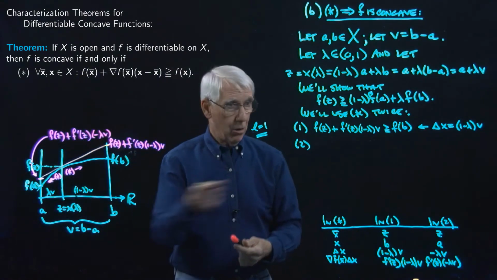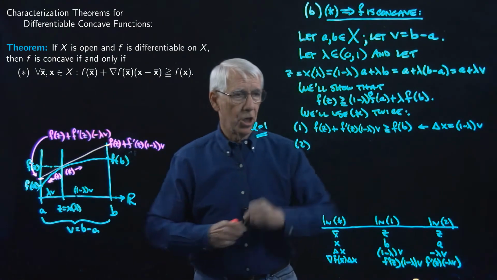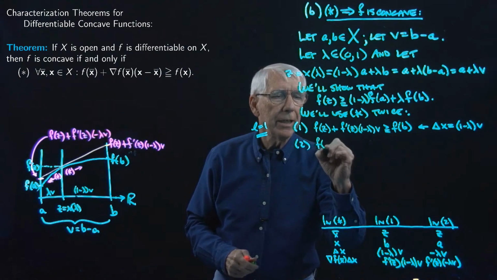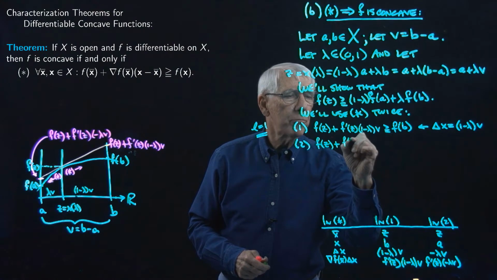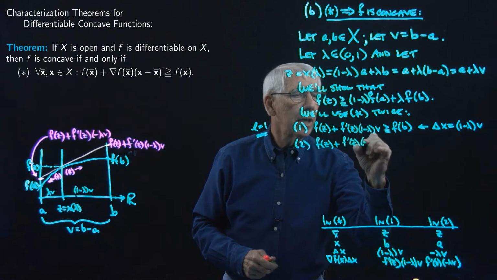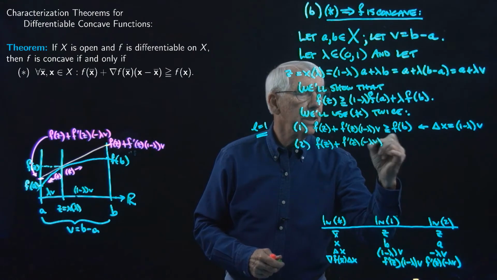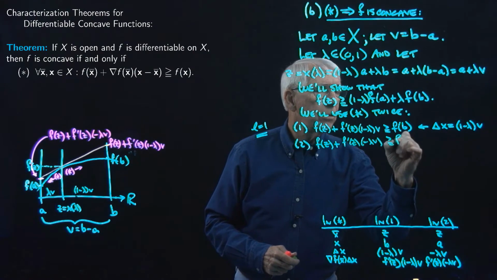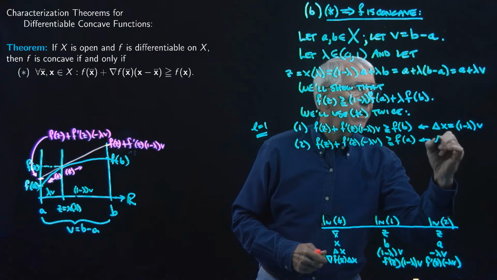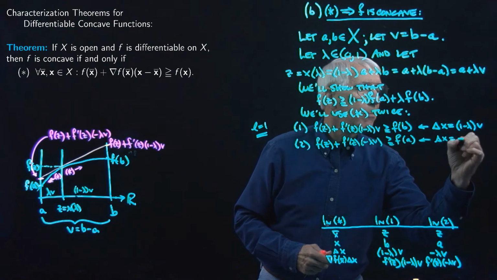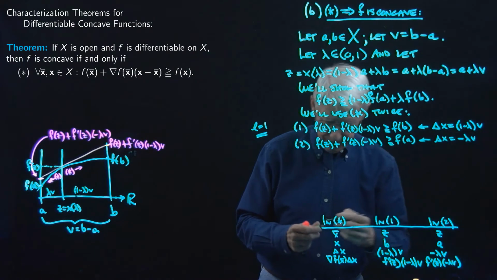So now we're going to just write this in over here. So we have f of z plus f prime of z times minus lambda v is greater than or equal to f of a. And let me do the same thing here. Here, delta x is minus lambda v.